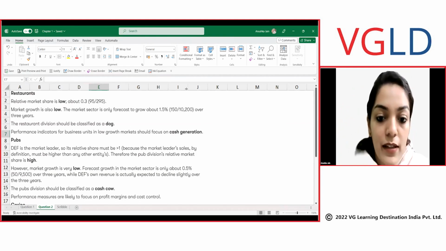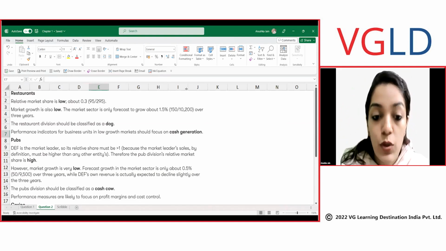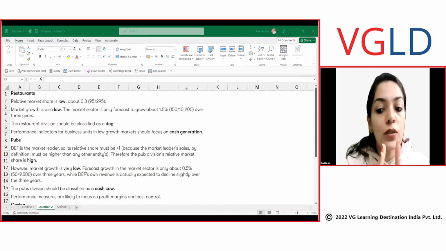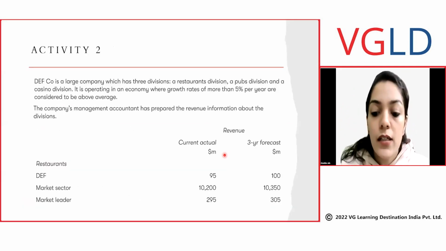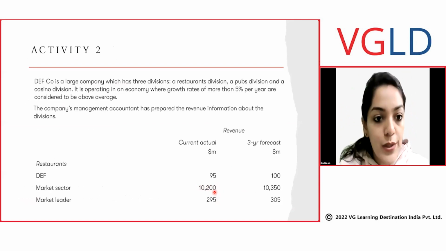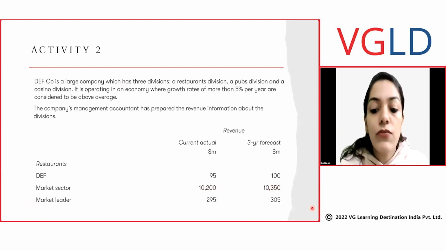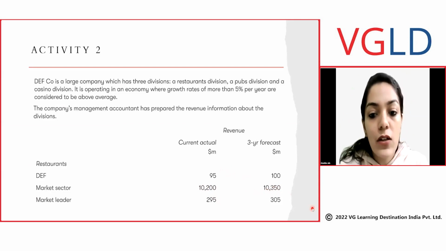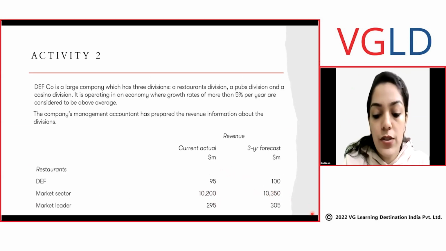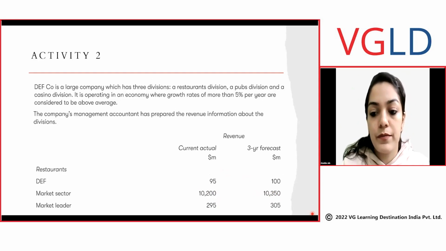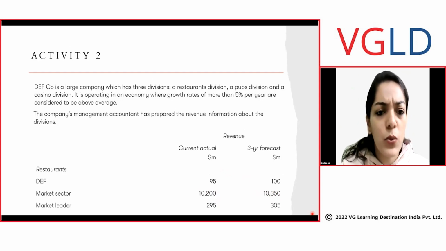How is this coming? See, what do you mean by market growth? The growth it will see over the years, right? So from 10,200, it will become 10,350, correct? So 150 over 10,200 will be how much? It's coming as 1.5%. How are you getting something about 1%? Some different calculation are you doing?